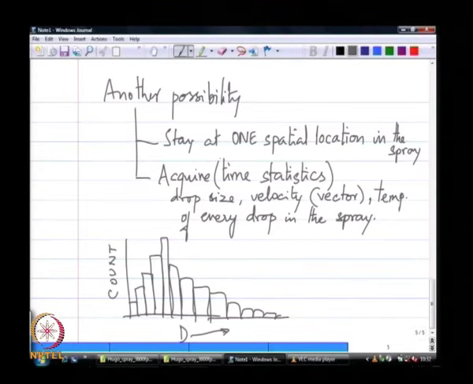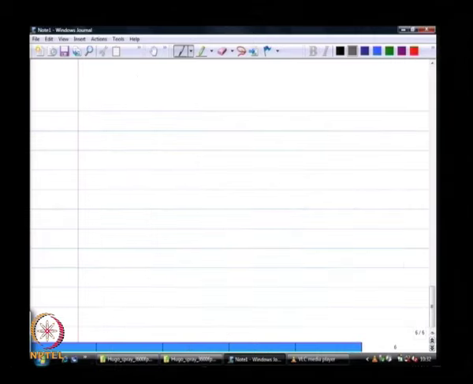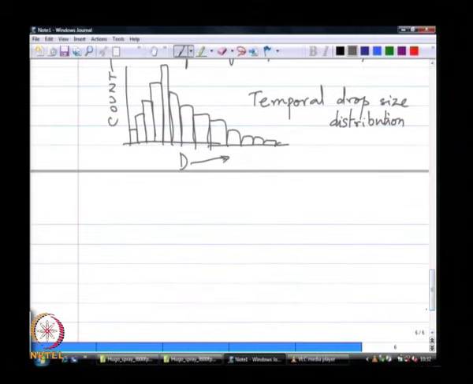I'll get, again, the independent coordinate of this histogram is the same. I'm counting the number of drops in a certain bin. Okay, now this distribution is what we will call the temporal drop size distribution.